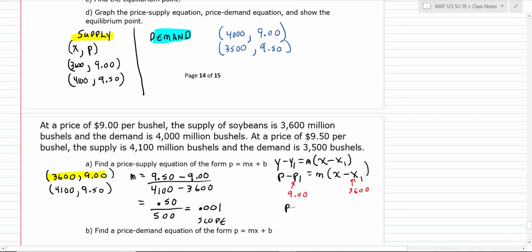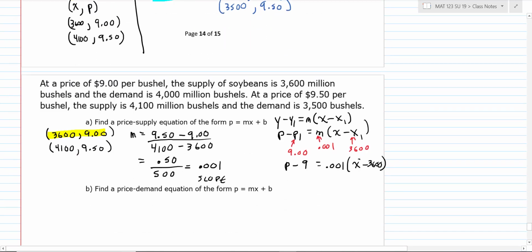So we're going to get P minus 9 equals M times X minus, not M, come on. I know what M is. So remember, we just got M as 0.001. So I'll have P minus 9 equals 0.001 times X minus 3,600. Then I go through and do distributive property. I'll have P minus 9, 0.001x minus, and then take your calculator if you need to.